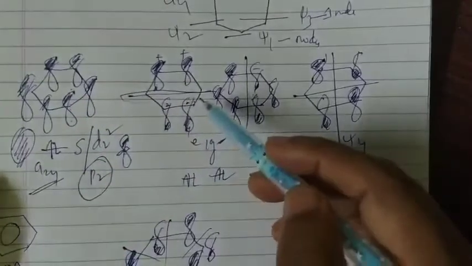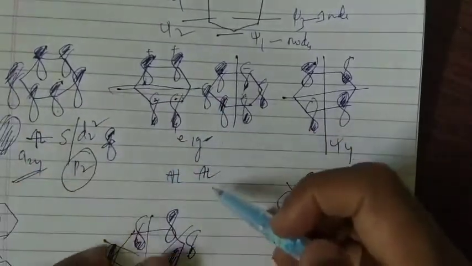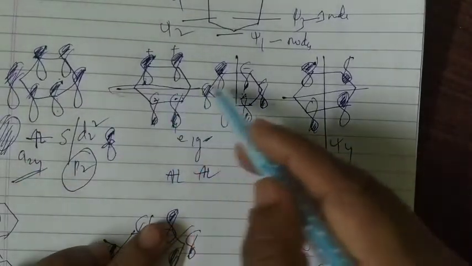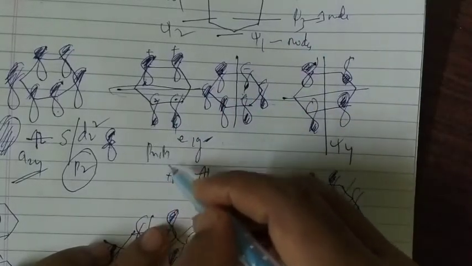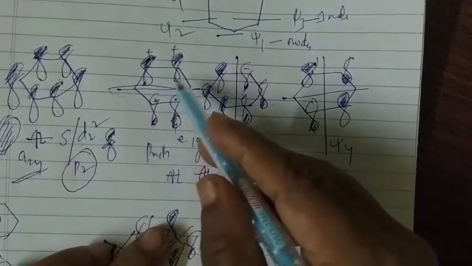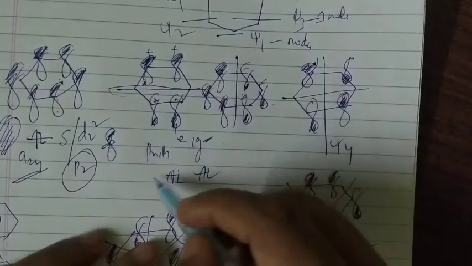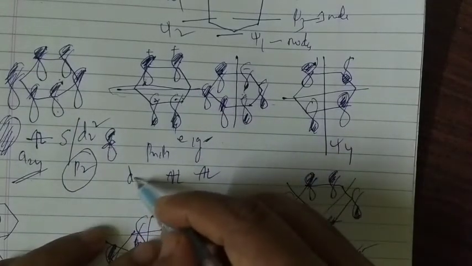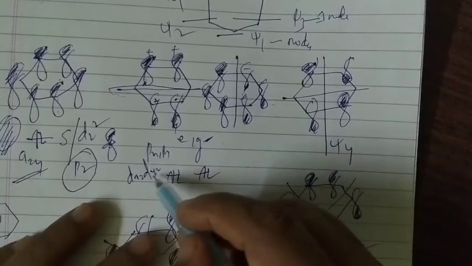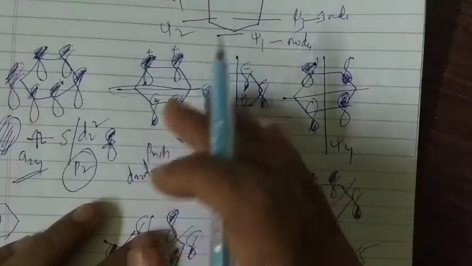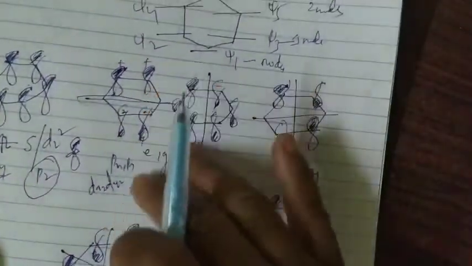Now if you go for the psi 2 and psi 3 orbitals, one node is there here. So px and py are going to overlap here. And if you see the 3d orbitals, that is dxz and dyz. The dxz and dyz orbitals are going to nicely overlap with the suitable orbital orientation here.